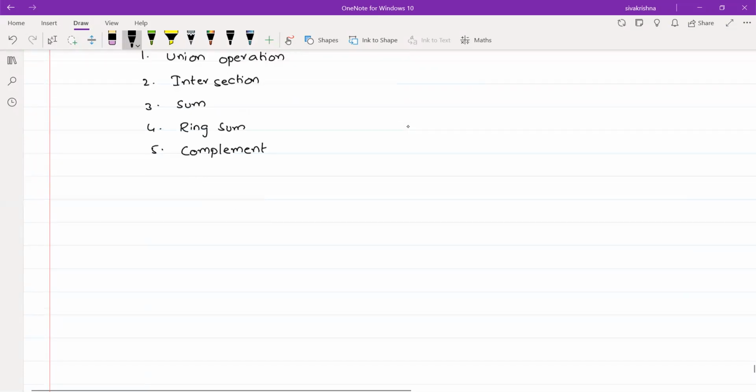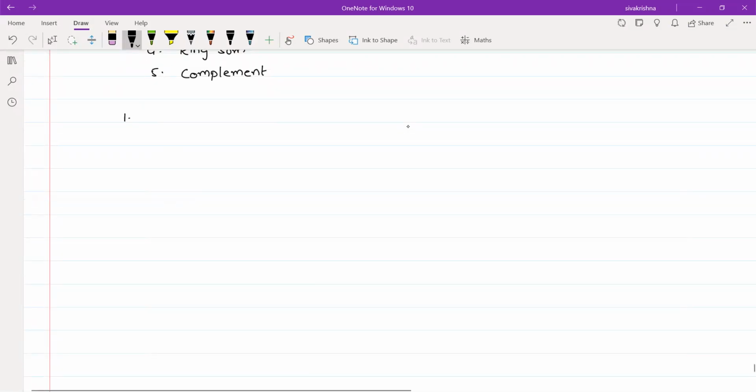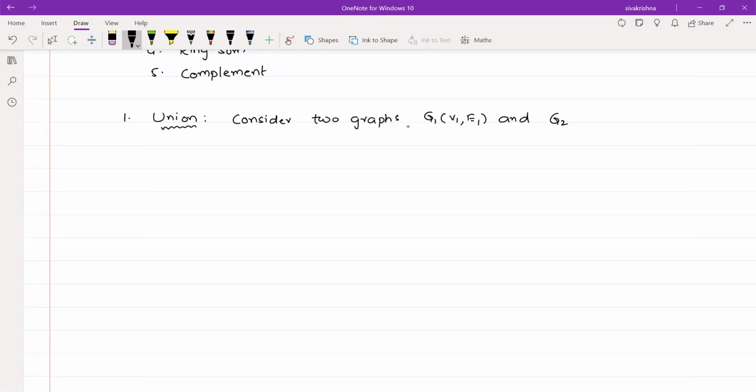So coming to the first one, that is union operation. So I am writing the definition of union operation. So consider two graphs. One is G1. In G1 we are having V1 comma E1. It means the set of all vertices and the set of all edges. And G2. In G2 also we are having set of all vertices and the set of all edges.